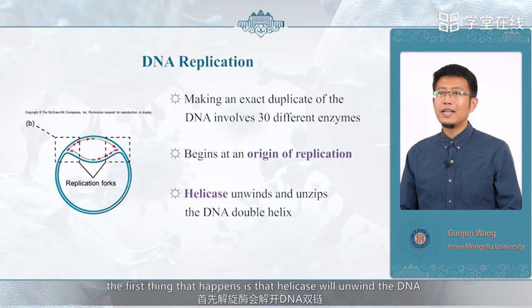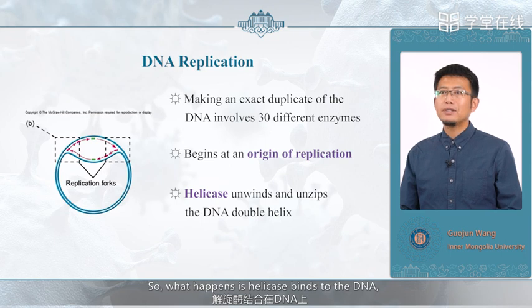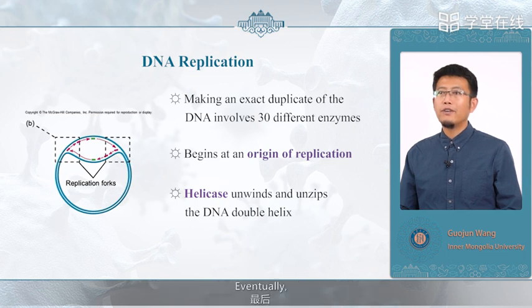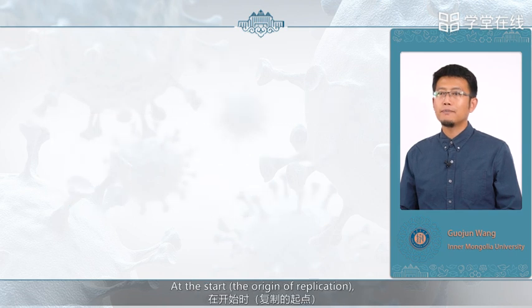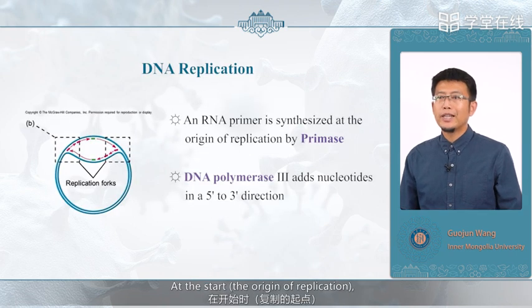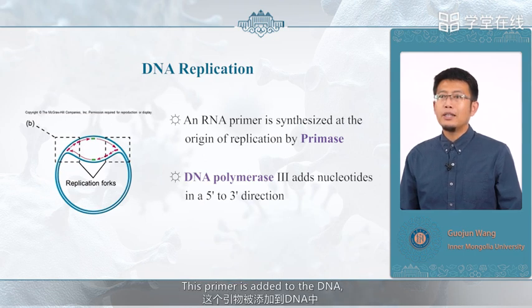Remember, the first thing that happens is that helicase will unwind the DNA. So what happens is helicase binds to the DNA, breaks the hydrogen bonds, works its way around. Then there's another one going on the other side, and eventually they will meet in the middle, and now you have two new strands. At the start, the origin of replication, an RNA primer is synthesized by primase. This primer is added to the DNA, and so now you can build the new DNA strand.